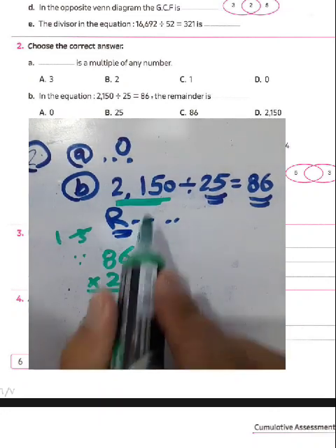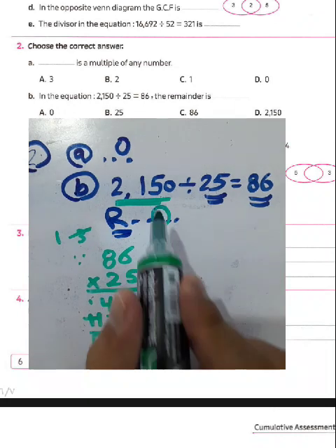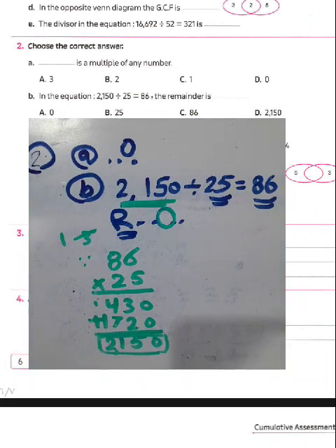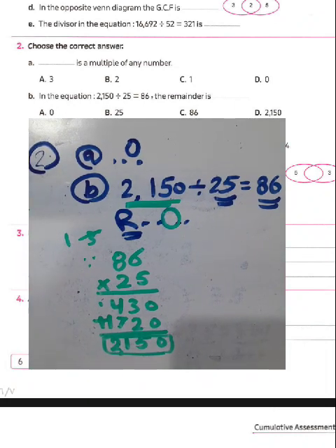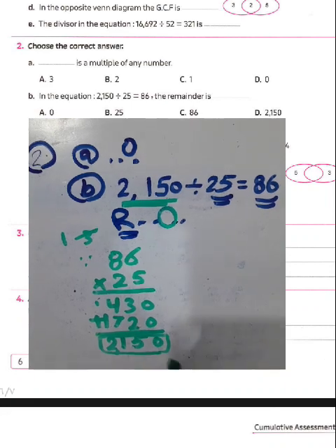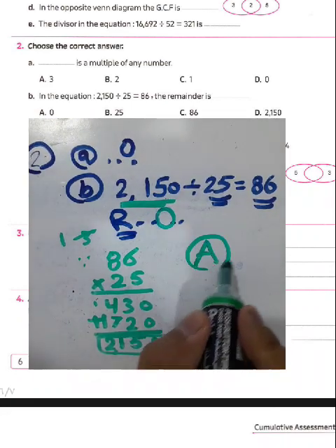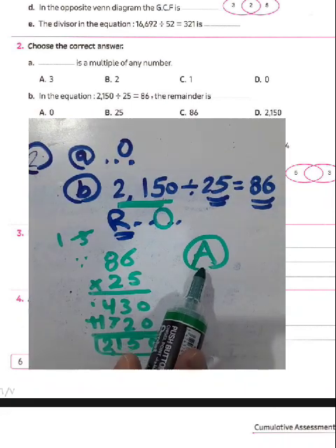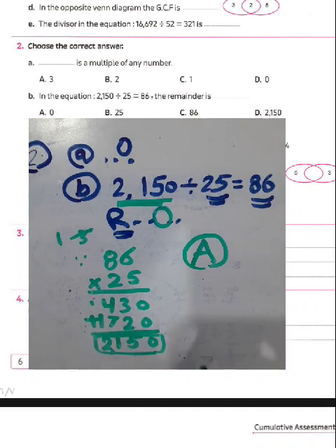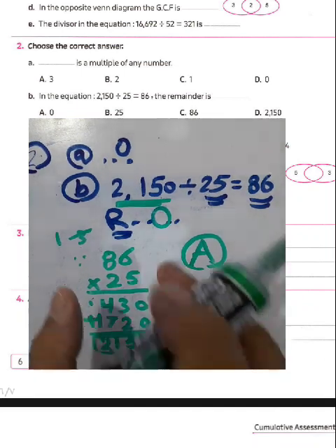Okay, you can find the difference between them. Then the remainder will be 0 for letter B. For letter B, you must choose letter A, because the remainder here will be 0.